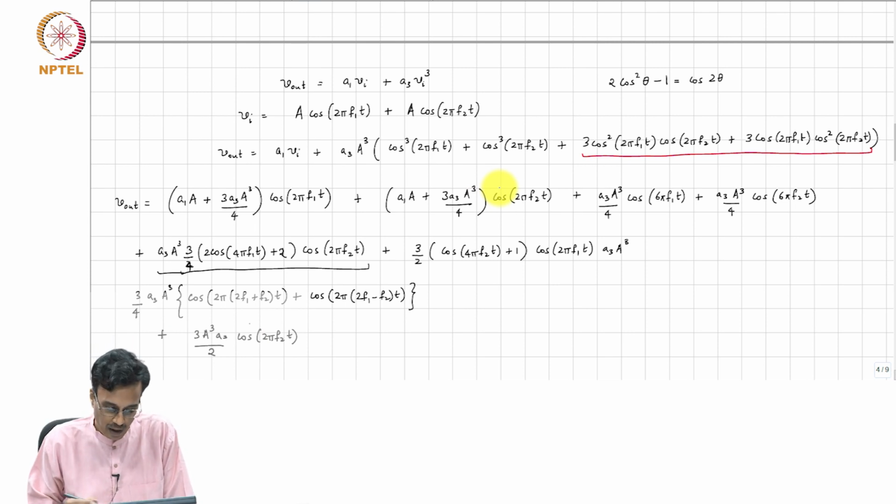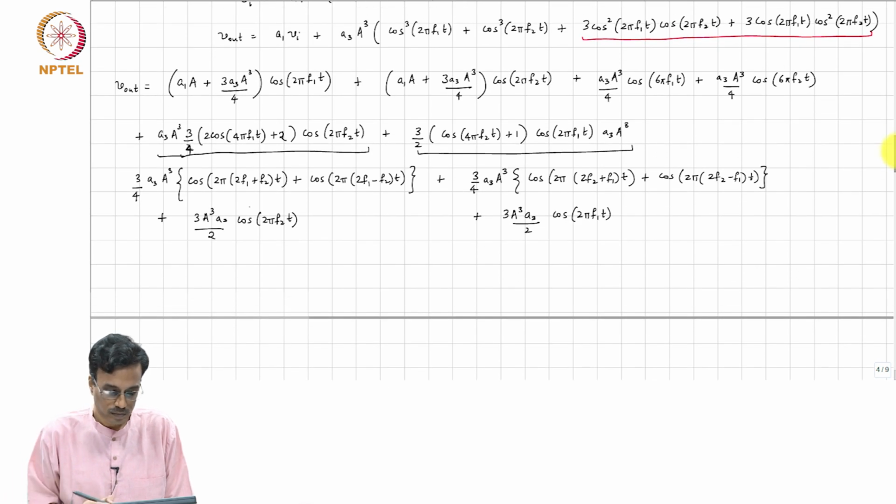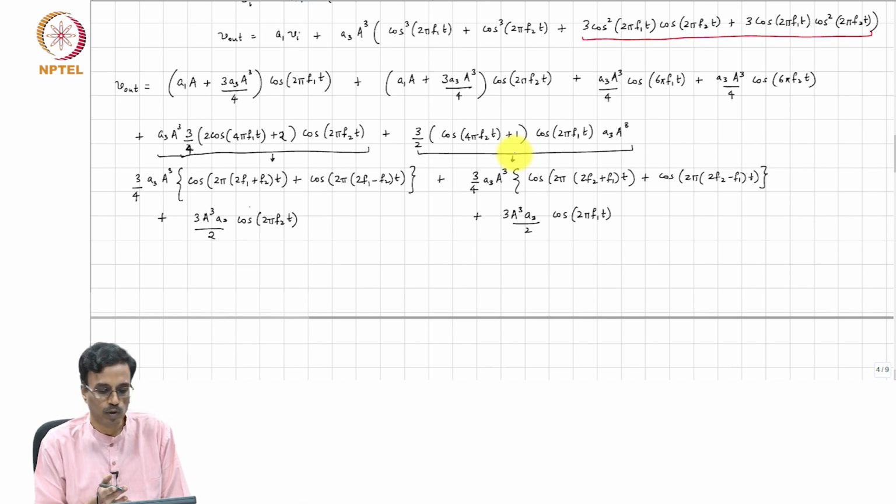If you do the same thing here, this will simplify to 3 by 4 A3 A cube times cos 2 pi times 2 f2 plus f1 times t plus cos 2 pi times 2 f2 minus f1 times t, plus 3 A cube A3 by 2 times cos 2 pi f1 t. So, the fundamental frequency amplitudes are approximately A1 A for both the tones.